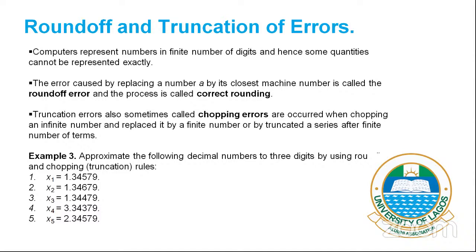All right, sir. Now I won't dwell much here because most of us, like Toby said, know how to round up numbers. Please do not assume. Some of you have learned mathematics for years, so just do us the honor of explaining. Okay, sir. Like in our example 3, it says approximate the following decimal numbers to 3 digits by using the chopping and truncation rules.